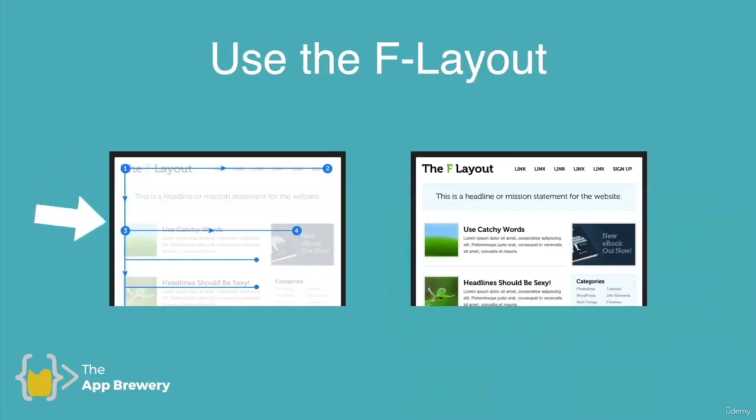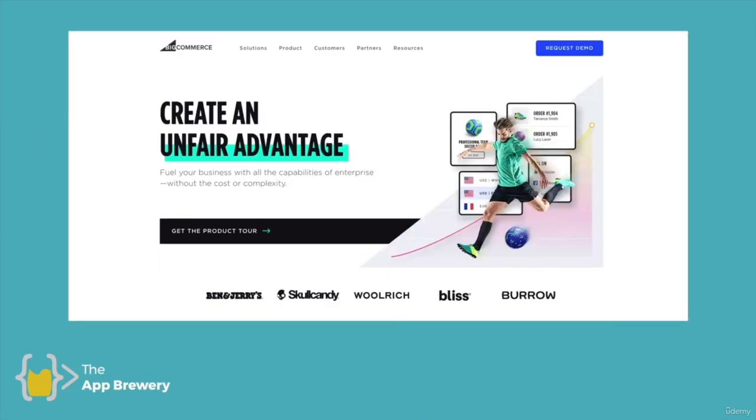So have the most important parts of your content on the left gutter. Have the logo at the top and have everything follow this pattern. For example, like this website for BigCommerce. See how the eye is being naturally accommodated going from left to right.